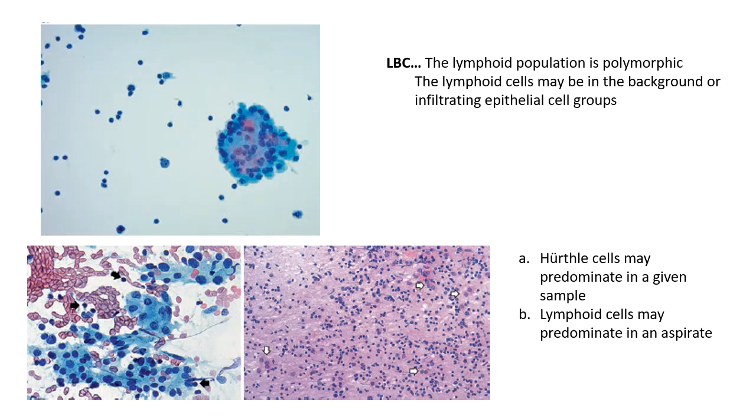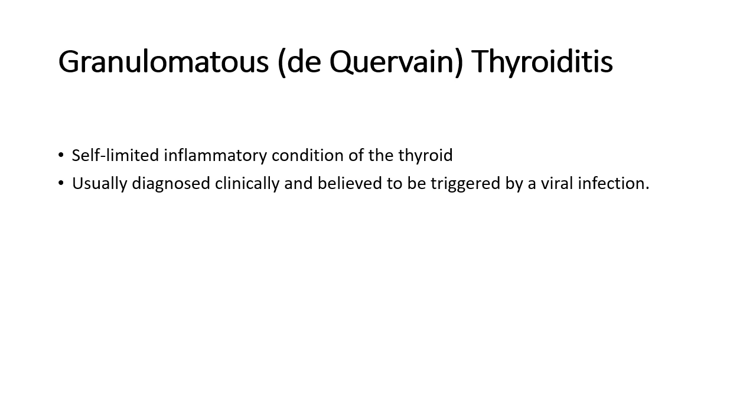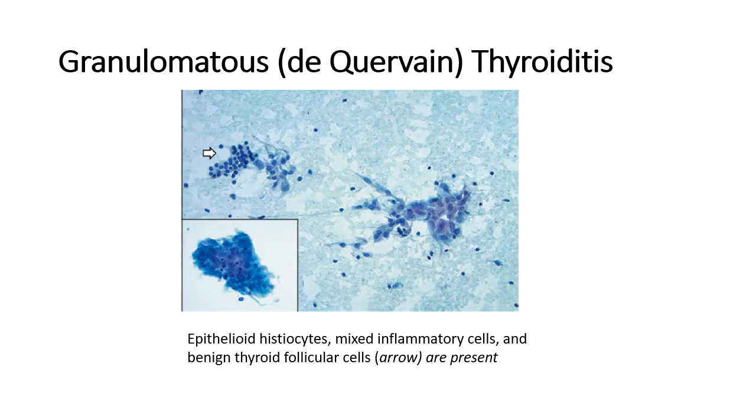Then we can have granulomatous thyroiditis or de Quervain thyroiditis. It is a self-limited inflammatory condition of the thyroid, which is believed to be triggered by a viral infection. So you can see epithelioid histiocytes, mixed inflammatory cells, along with benign thyroid follicular epithelial cells. So this inset is showing the collection of epithelioid histiocytes.